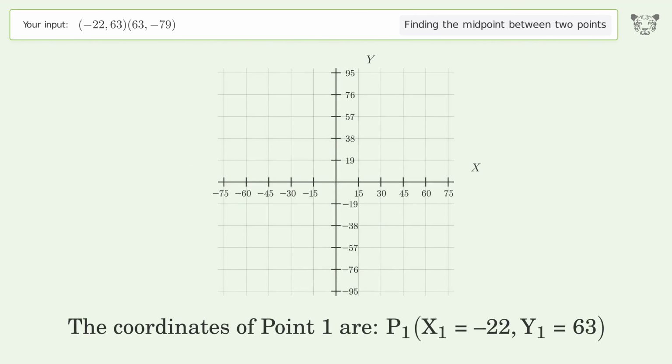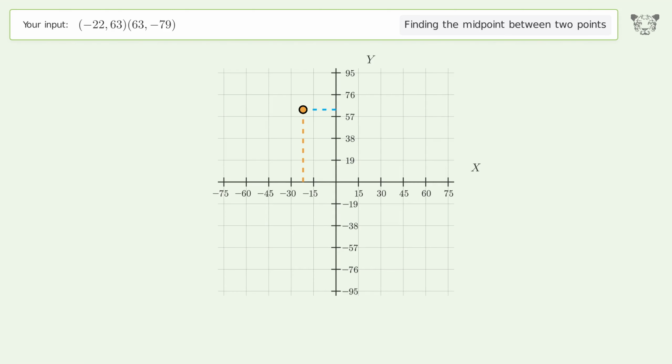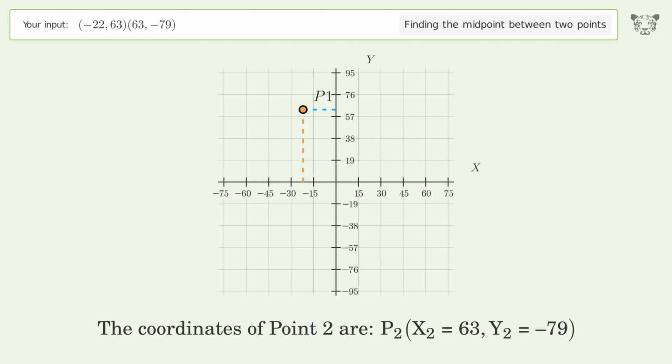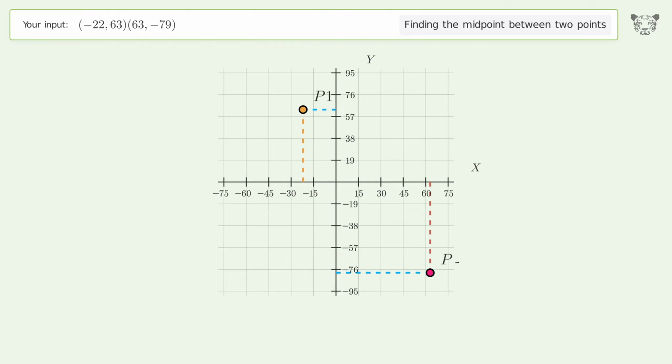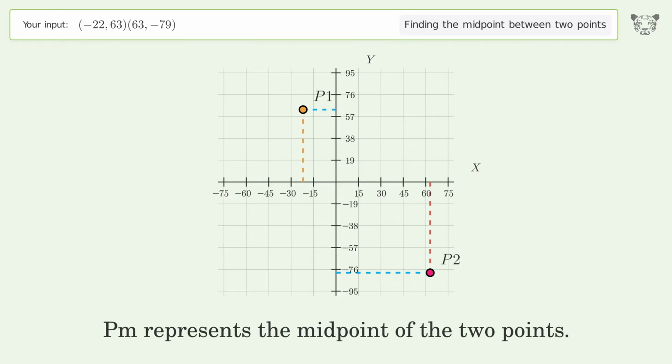The coordinates of point 1 are x1 equals -22, y1 equals 63. The coordinates of point 2 are x2 equals 63, y2 equals -79. PM represents the midpoint of the 2 points.